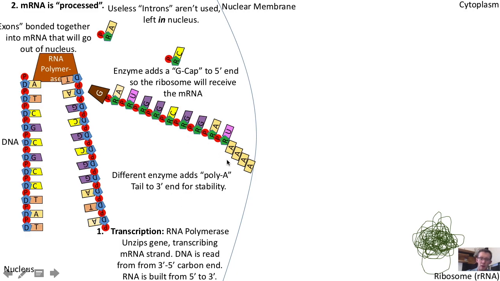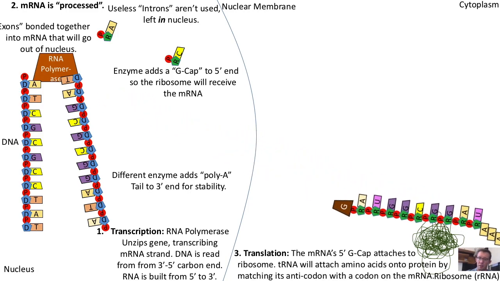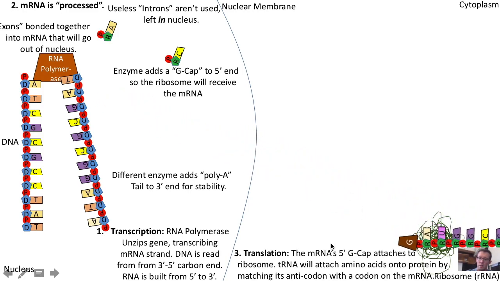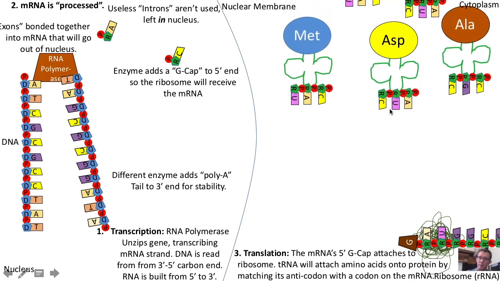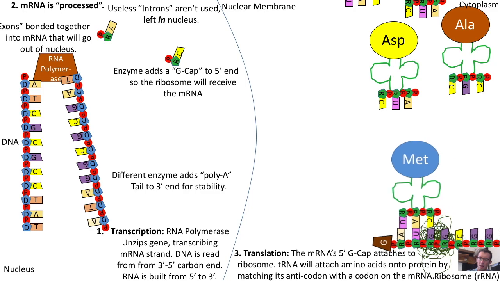Now at this point our messenger RNA has been processed to the point where it can head out to the ribosome. And at this point translation can occur. So the 5' G cap attaches to the ribosome. And at this point, transfer RNA, that's these guys up here, will start attaching amino acids onto the protein. So we'll watch that happen here.